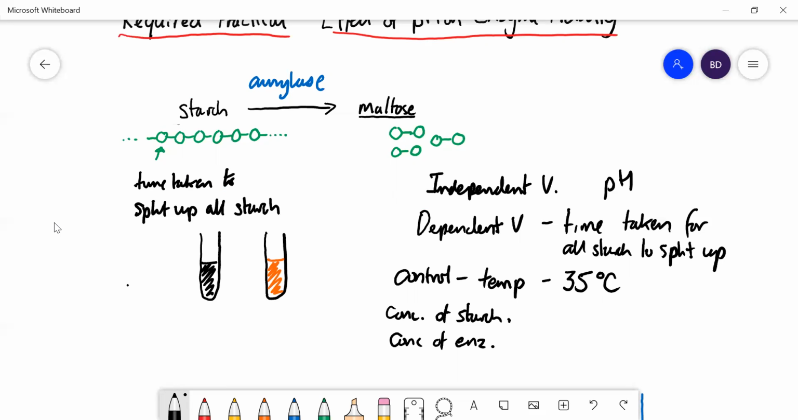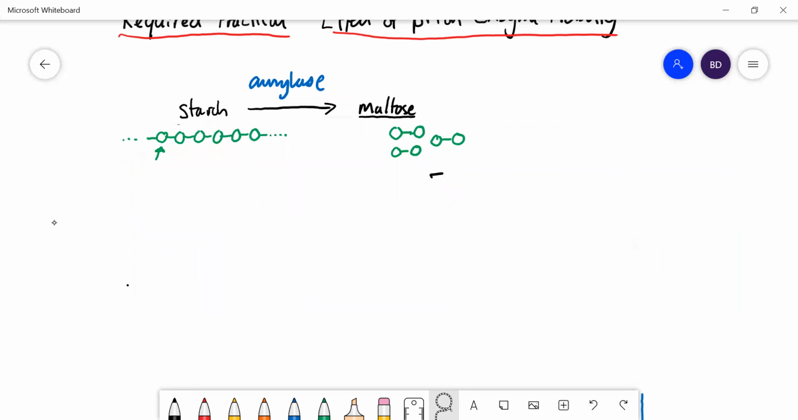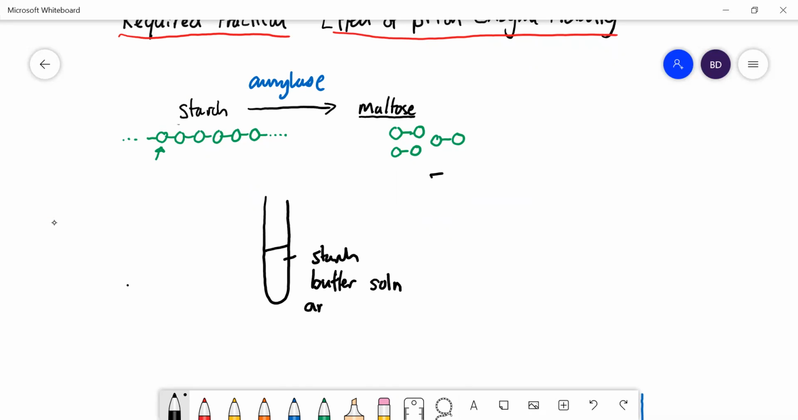Right, so what we're going to do is have in each tube a mixture of starch, buffer solution, and also some amylase obviously. Now a buffer solution is a solution with a defined pH, and it won't change during the course of a chemical reaction.